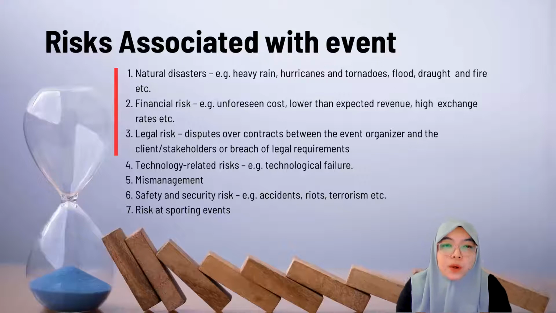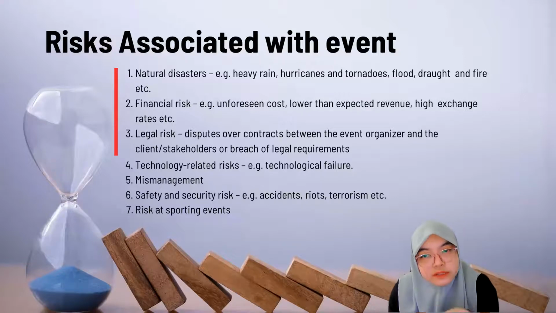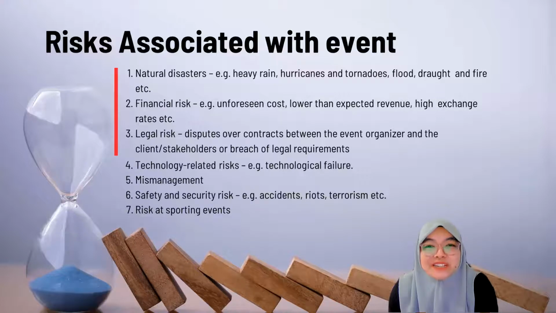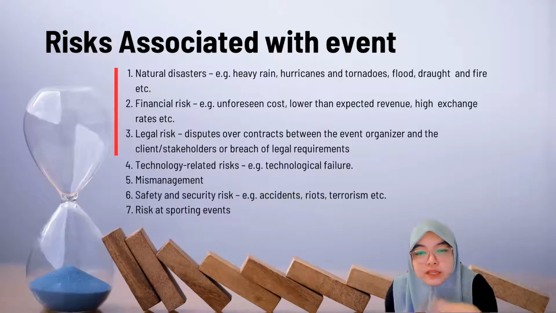Okay, so what are the risks associated with events? There are certain risks associated with events. The first one, natural disaster. A natural disaster is something that you cannot control, especially heavy rain. When you are organizing any event outdoors, heavy rain may occur. So what is your solution for this heavy rain? And then hurricanes, tornadoes, floods, drought, fire, etc.